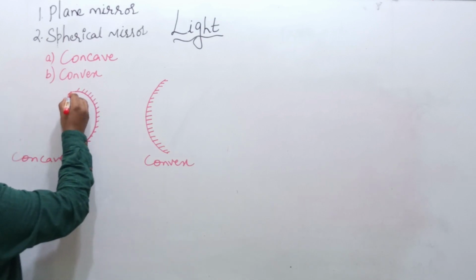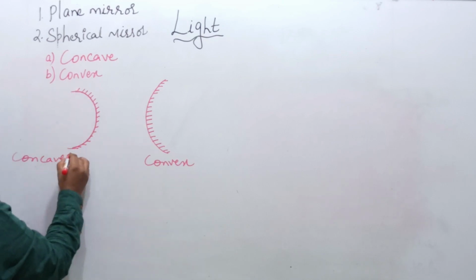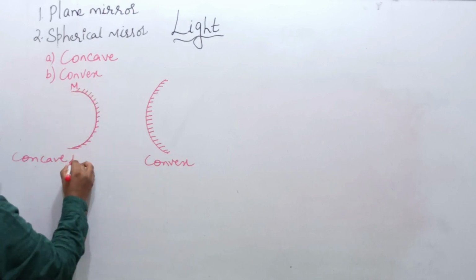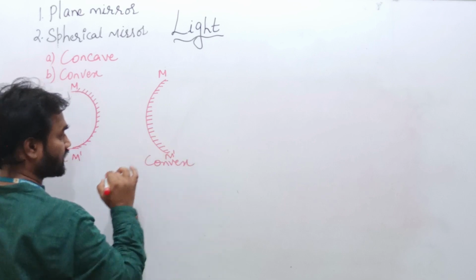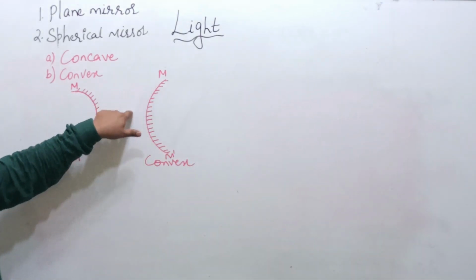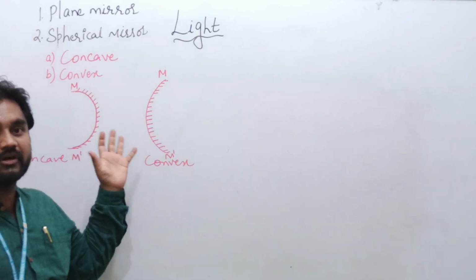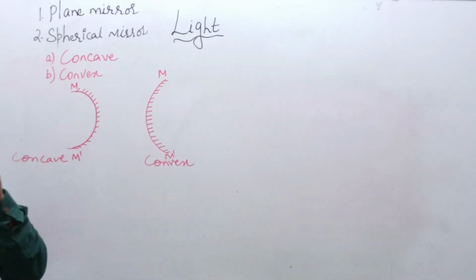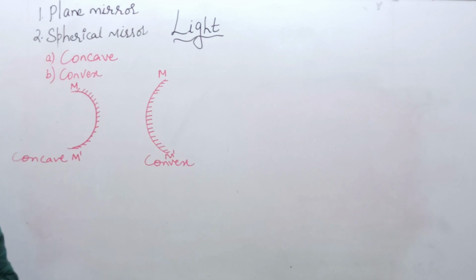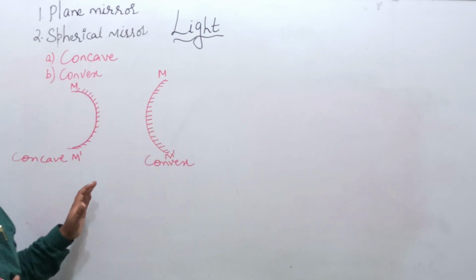This reflecting surface is denoted by M dash, and here also I'll write it as M dash. This much is the reflecting surface. This reflecting surface M dash is called the aperture. This aperture will also tell you about the length or size of the concave mirror or convex mirror. Is that clear? Hope this is understood.